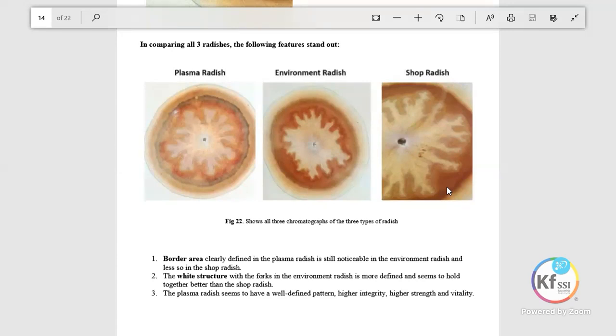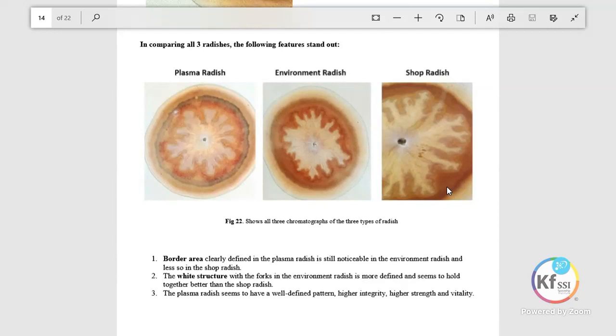And then that white structure, which we had seen very distinct in the middle for the plasma radish, the environment radish seems to have opened up a bit more. And then on the shop radish, it's really, really opened up. And so to me, it's showing how the plasma radish, the plant, seems to retain its integrity even in that caustic environment, whereas the radish from the shop, if the structure of the plant is so weak, then that weak caustic solution has opened it up very, very quickly.